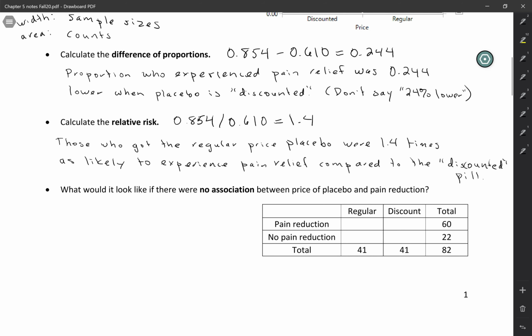Let's also think about what it would look like if there were no association between the price of the placebo and pain reduction. So here I have what's called the marginal totals filled in, but I want you to think about what the counts would look like if there were no association. So pause the video here and see if you can figure out those counts.